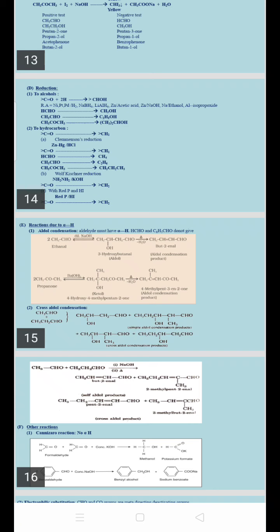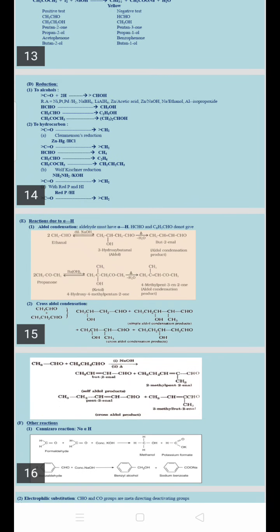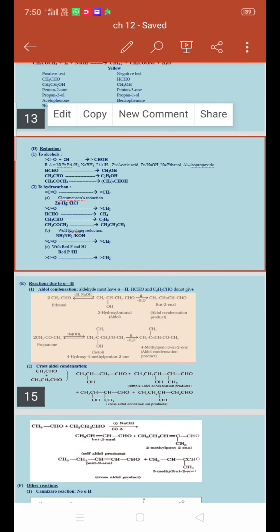In reduction of ketones, I am using red phosphorus along with hydrogen iodide. I will be getting alkanes. So we have seen 4 reactions under reduction of aldehydes and ketones. What happens to aldehydes and ketones upon reduction? They will be reduced to primary and secondary alcohol.